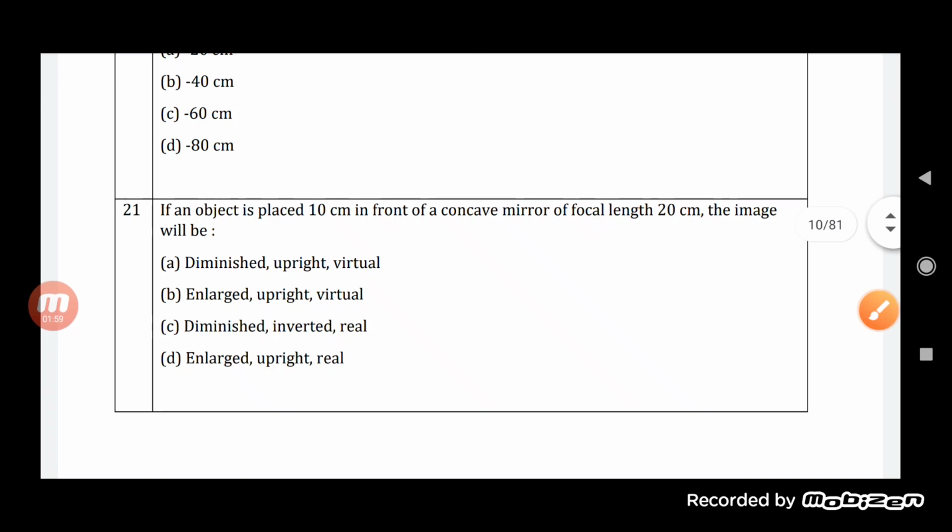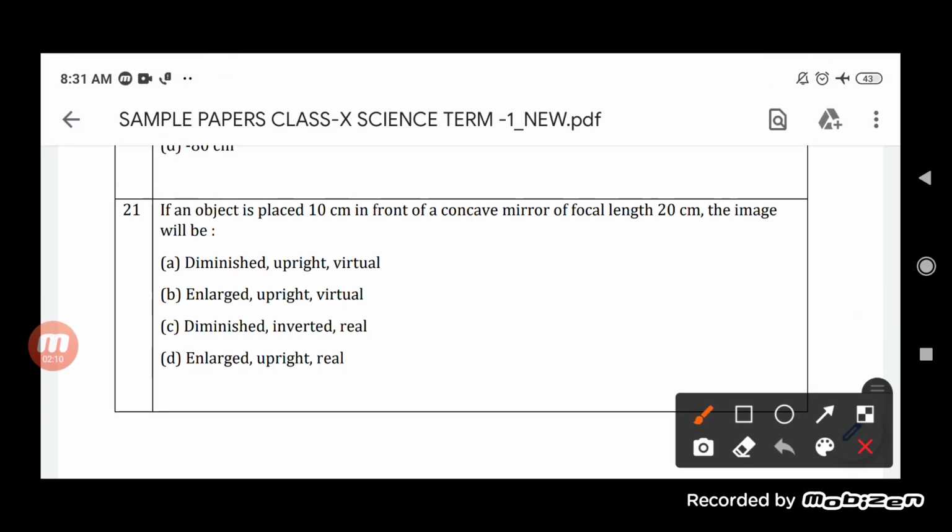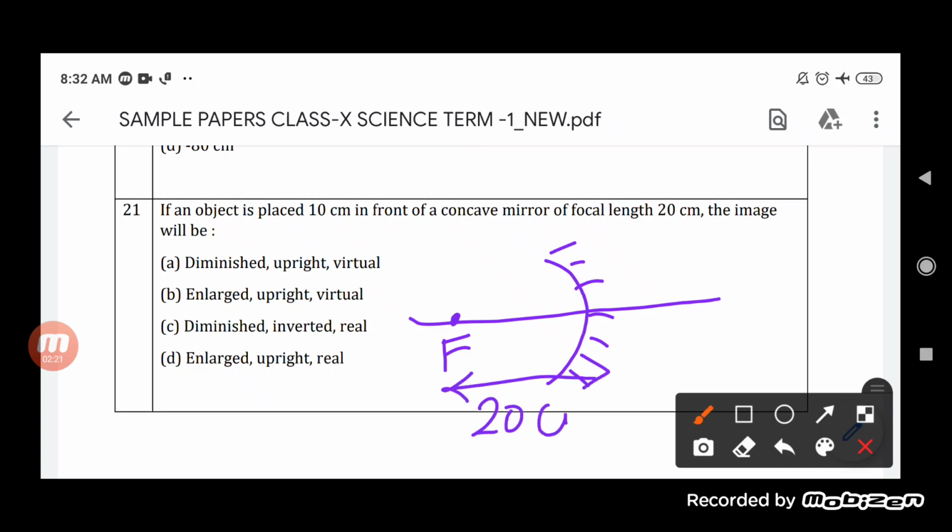Now see here, the next question is: if an object is placed 10 centimeter in front of a concave mirror of focal length 20 centimeter, the image will be. Now it is saying that a concave mirror is there, and the focal length of the concave mirror is given as 20 centimeter. This is the pole. An object is kept at 10 centimeter. It means the object is kept in between the pole and the focus, somewhere here.